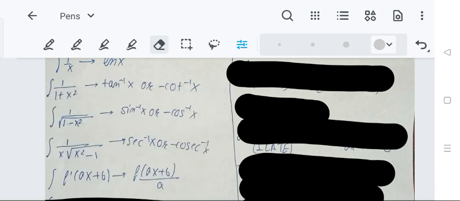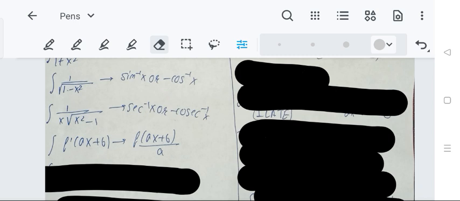From here the inverse trigonometric integrations have started. Integration of 1 upon root of 1 minus x square is sine inverse x or minus cos inverse x. Then integration of 1 upon x times root of x square minus 1 is secant inverse x or minus cosec inverse x.